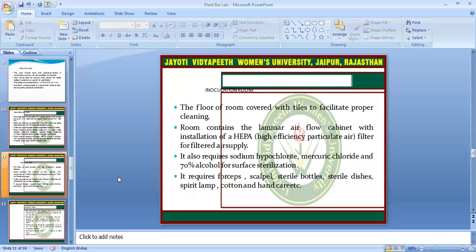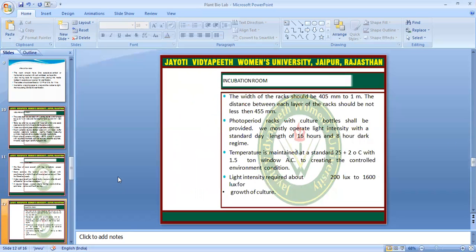In the inoculation room, the floor is covered with tiles to facilitate proper cleaning, and the room contains a laminar airflow cabinet with installation of HEPA filters for filtered air supply. It also requires sodium hypochlorite, mercuric chloride, and 70% alcohol for surface sterilization. It requires forceps, scalpel, sterile bottles, sterile dishes, spirit lamp, cotton, and hand care items, etc.